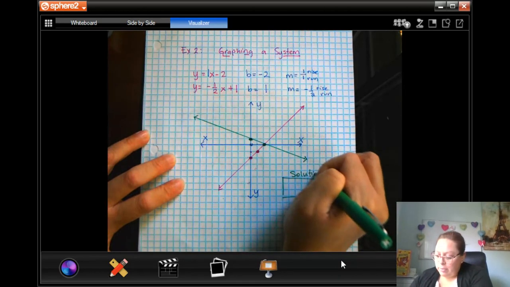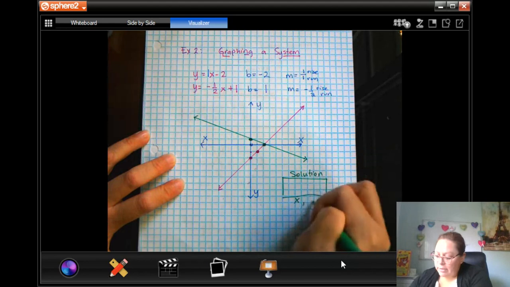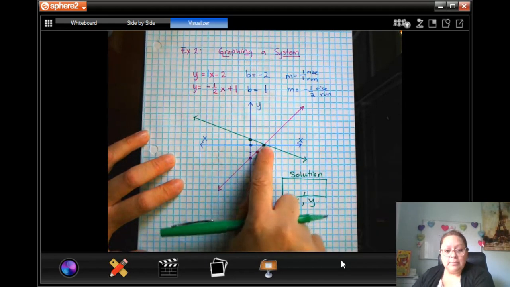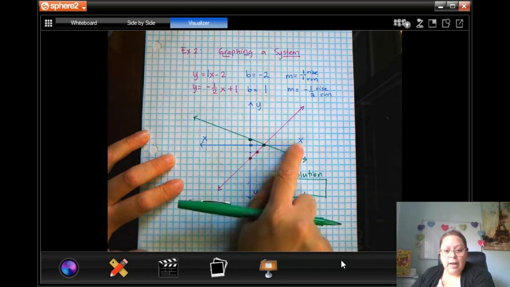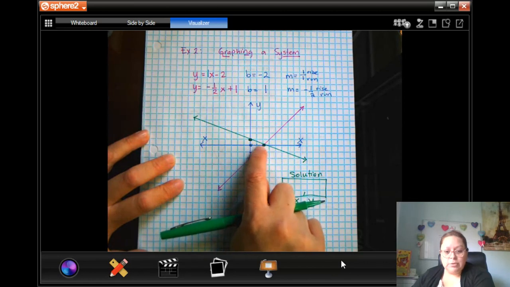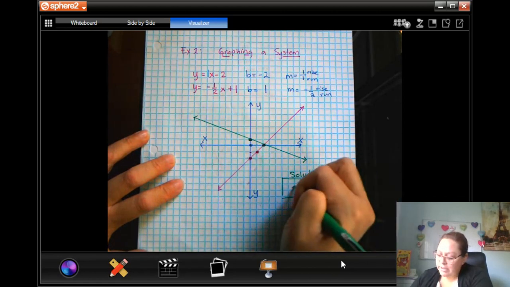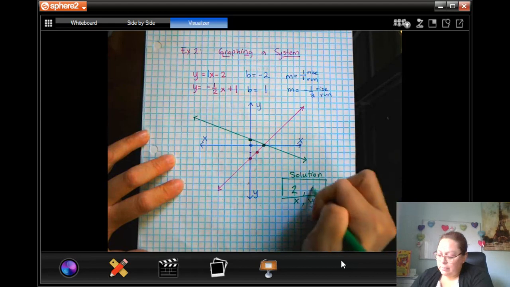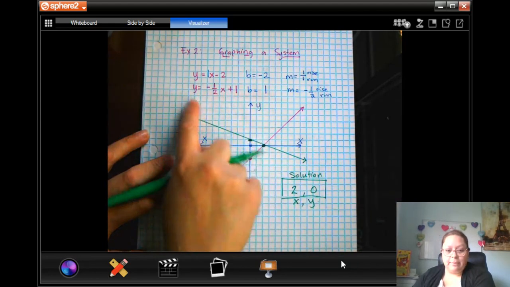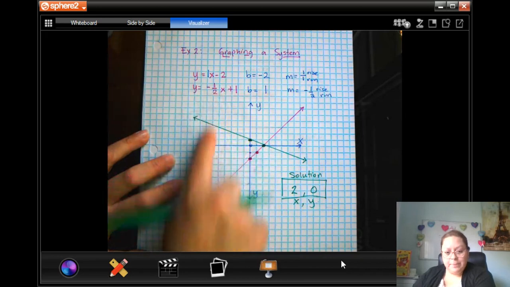So I'm going to go ahead and put this here. You have your x and your y. And then I'm going to go ahead and tell you where this is at. So right now, this point is at the x at 2 and at the y at 0. So it's 2 positive and at 0. Okay, that would be our solution to this system right over here, these equations, okay?